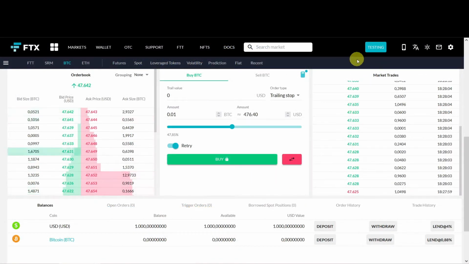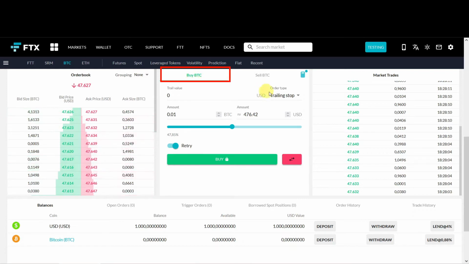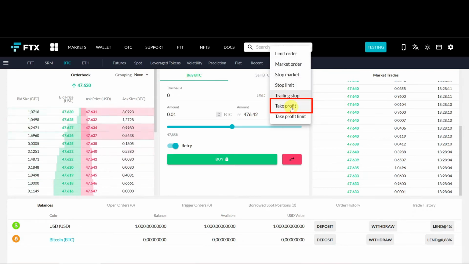I am in my sub account, which is called Testing, which has $1,000 in it. And we're currently looking at Bitcoin around $47,600. And let's say you would like to buy Bitcoin around $47,000. Then under the Buy tab, you select the Take Profit Order.